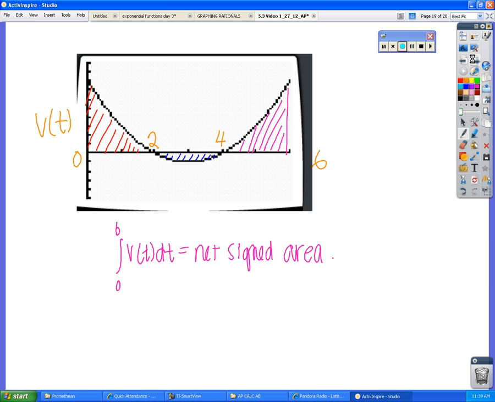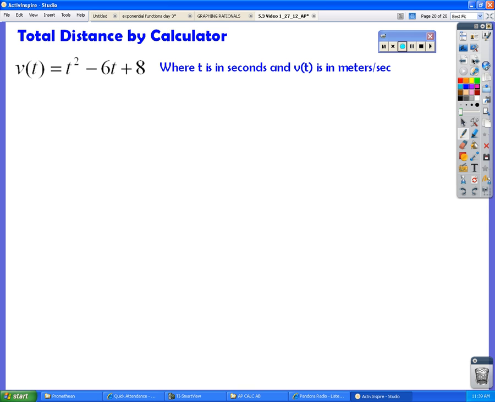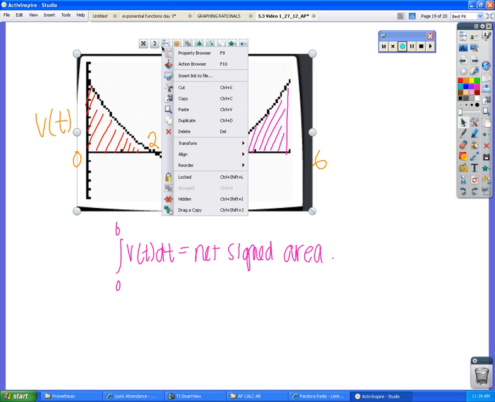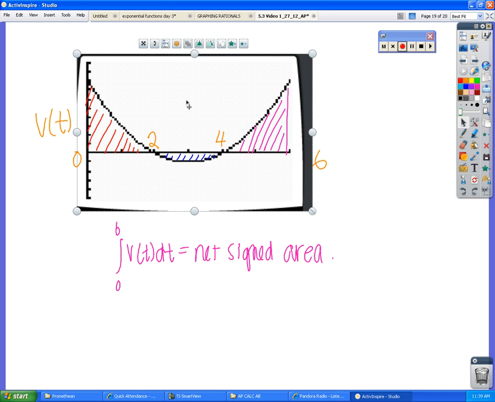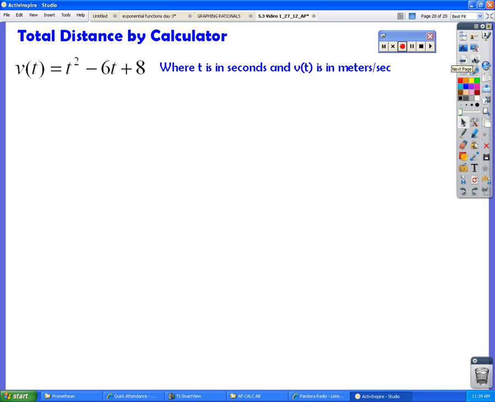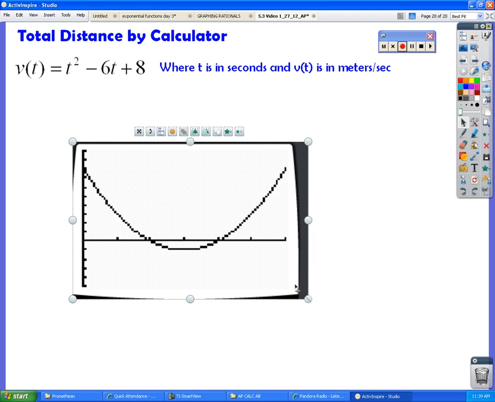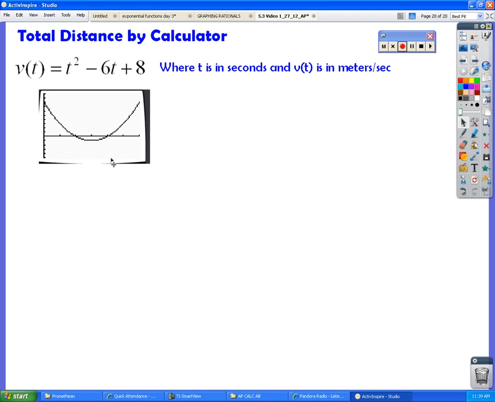The last thing I wanted to show you was a kind of cheap way on the calculator to do total distance, because I noticed a lot of my students don't use the calculator properly. So if you're lucky enough to watch this video, which you all should be, you will then know how to do this. So here's the graph of the function again. And we don't need a graph to do this, which is the greatest thing about using the calculator.